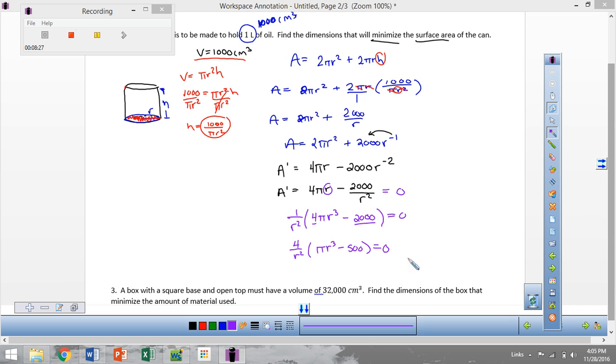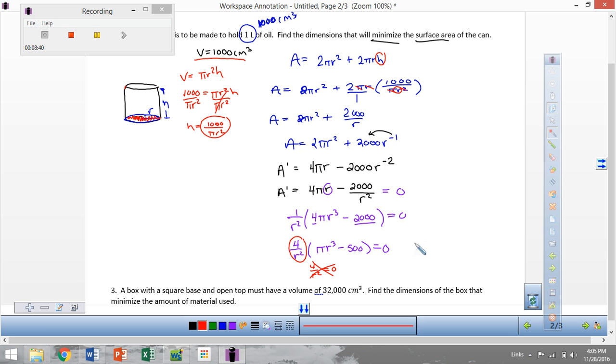So when does this thing equal 0? Well, this part will never be 0. If I tried setting that 4 over r squared equal to 0, that's just not going to work, because a fraction is equal to 0 when the top is 0, and here the top is a constant, so it's never going to be 0.